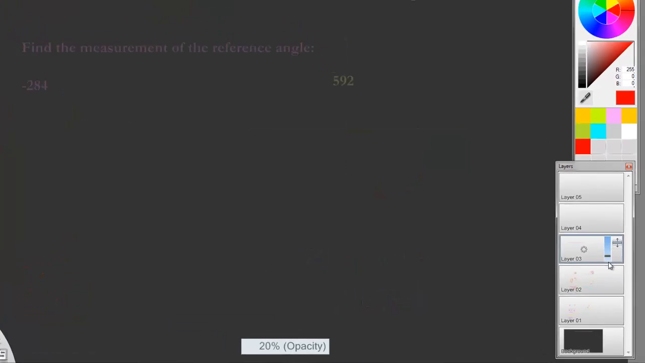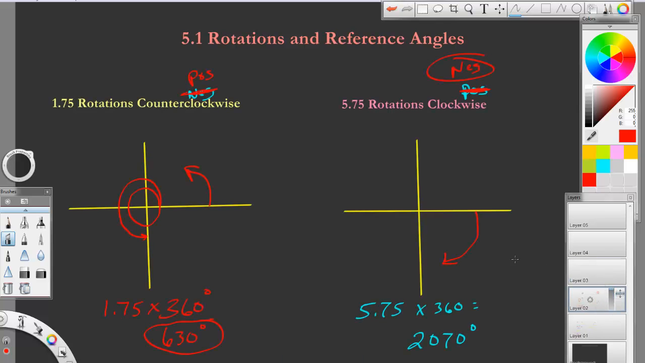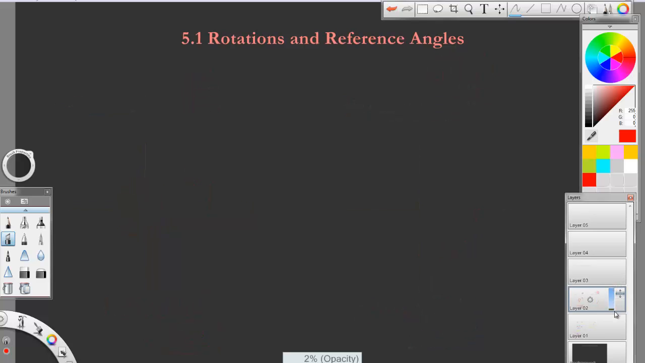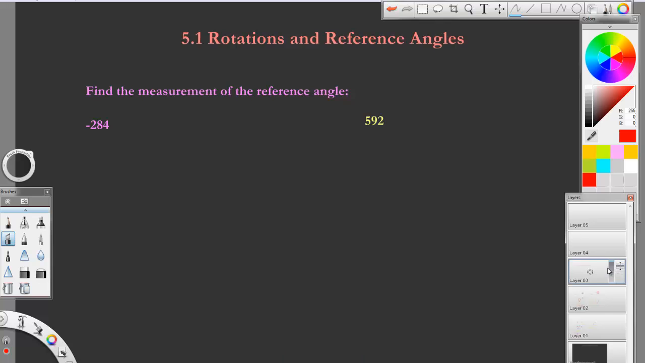Just to review this real quick, you just take the rotations times 360. You figure out if it's positive or negative, and boom, done. Okay? Next, a little bit more involved, and I'll try to get this done as quick as I can. Let's say we want to find what's called a reference angle.